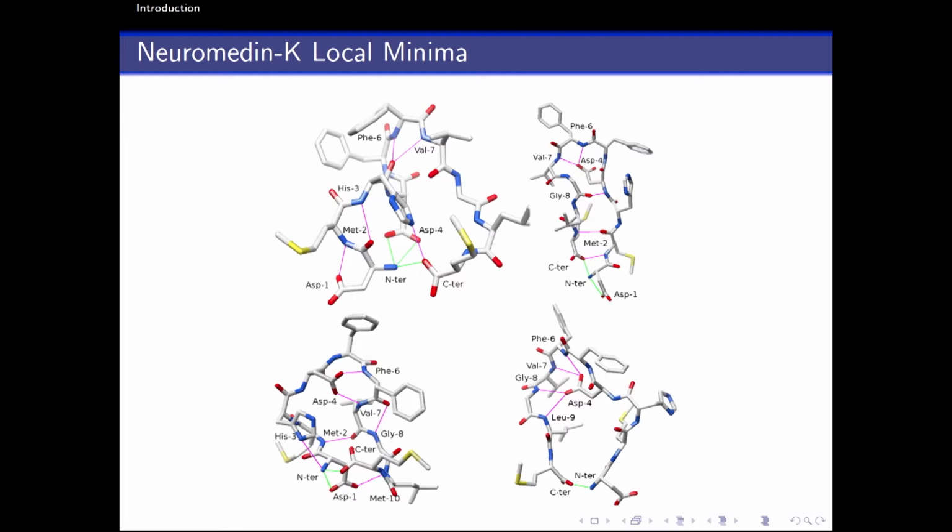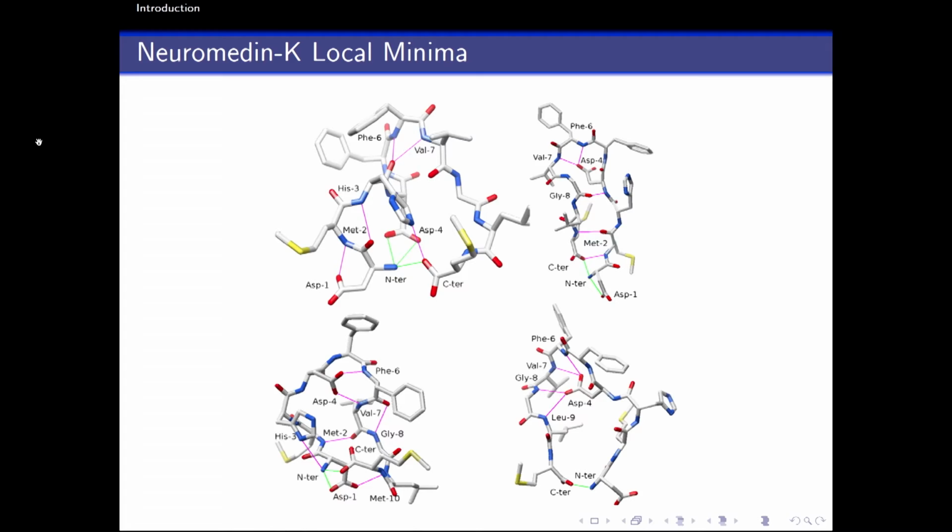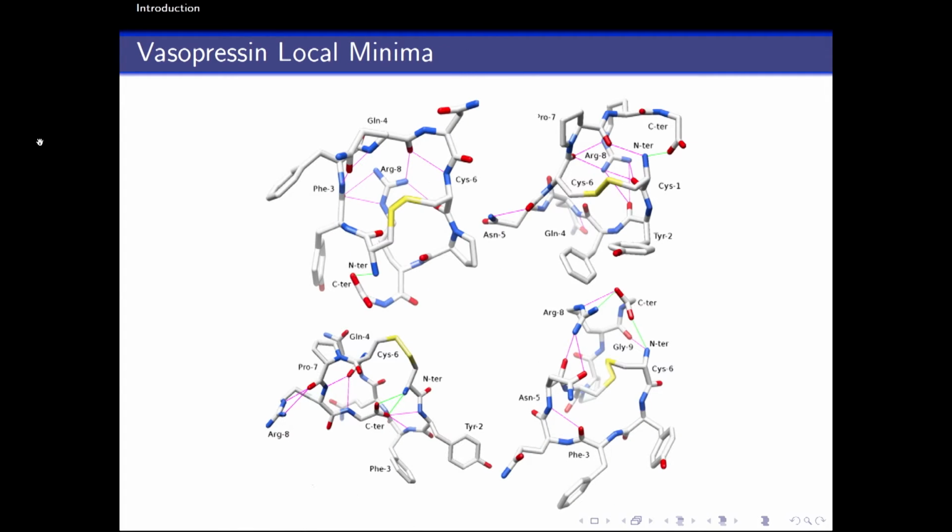If you see especially this structure here on the top right, it looks a lot like a beta hairpin, which is actually a very nice result because we know that amyloids tend to form beta structures, cross beta structures, which are very prone to self-assembly, which is one of the properties of amyloids. You can also see the four lowest minimum energy structures for vasopressin. And you can also see that a lot of them look like beta hairpins.